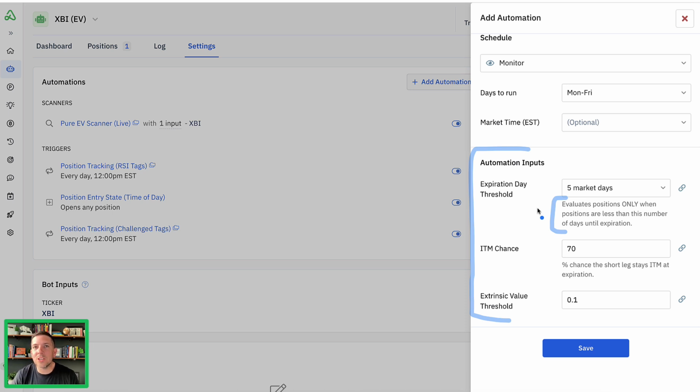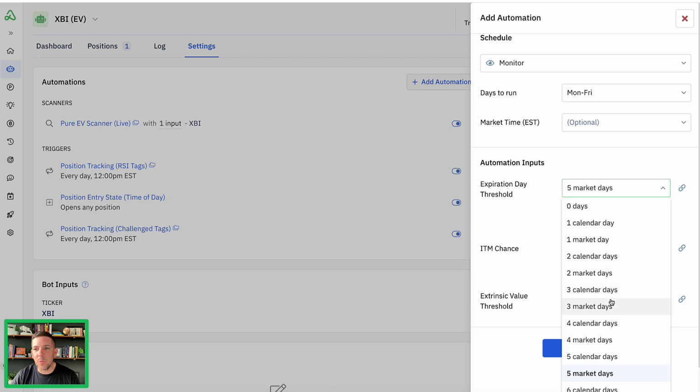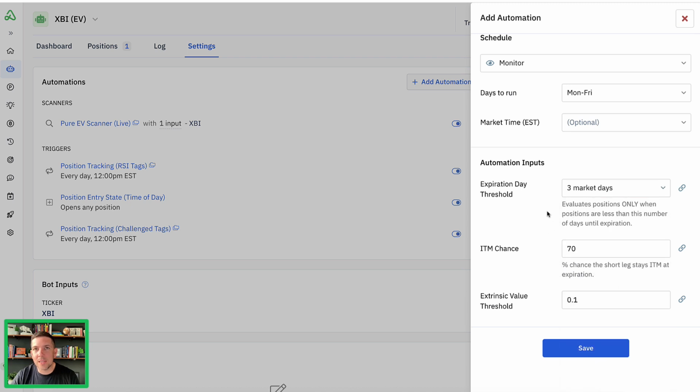So if the position is 30 days out from expiration, it's going to run the automation, but it's not going to do any evaluation for assignment risk. It's not going to touch it because it's not close enough to expiration yet. You could set this to something a little bit closer, like 3 market days or 1 market day from expiration. But the risk you run in doing that is that you get too close to expiration and you start increasing your chance of early assignment risk.